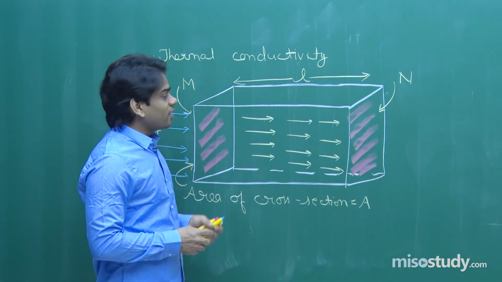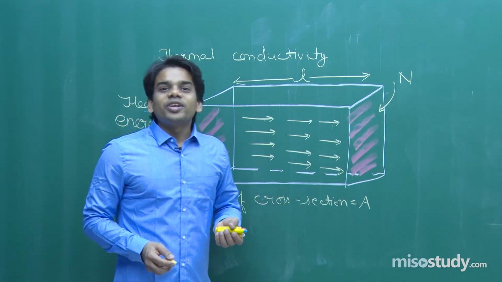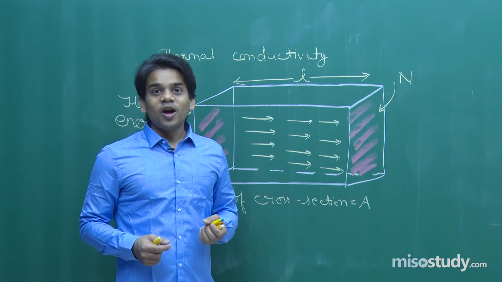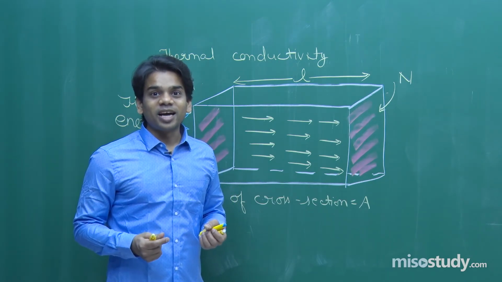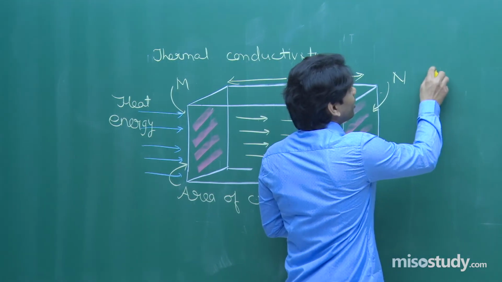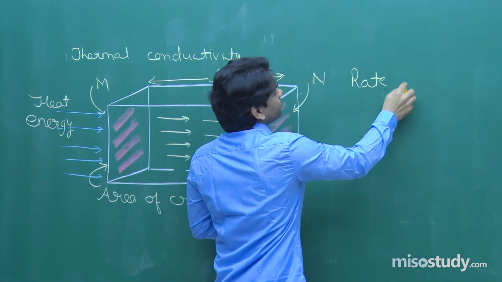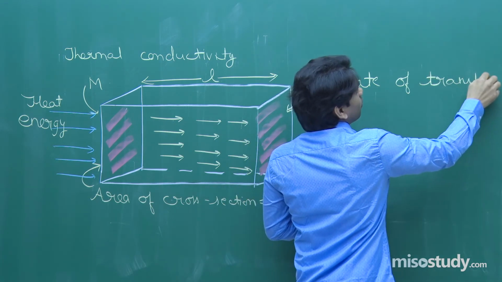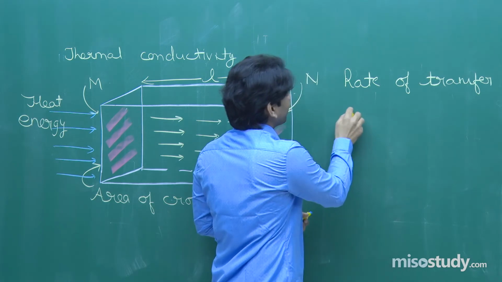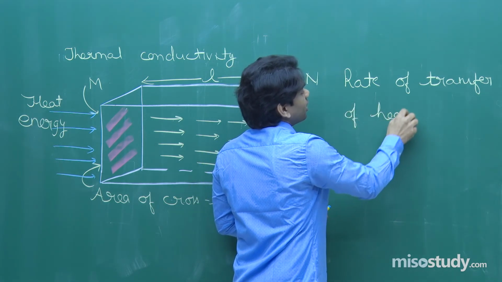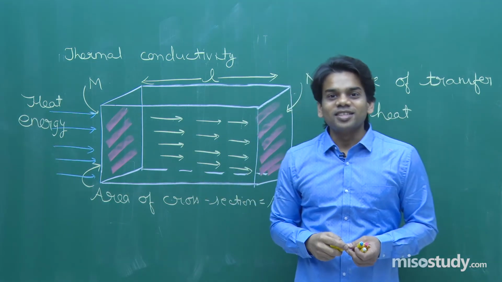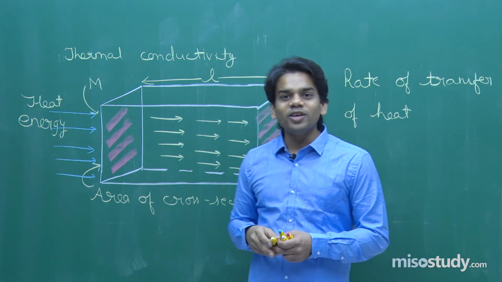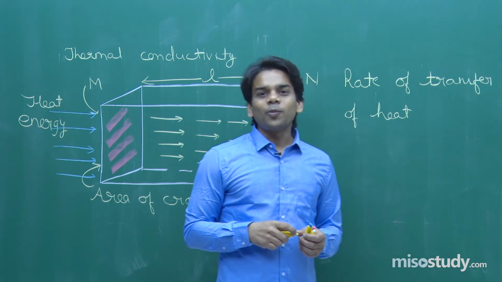Now let's go ahead. If I talk about the rate of heat energy transmission, that is, if I depict heat energy with Q, how heat energy is transmitted per unit time. So let me mark here the rate of transfer of heat. This will depend upon three factors: first of all, area of cross section, the length of the cube that has been taken, and one more property.